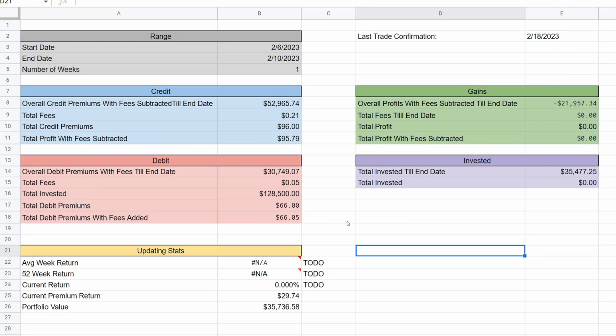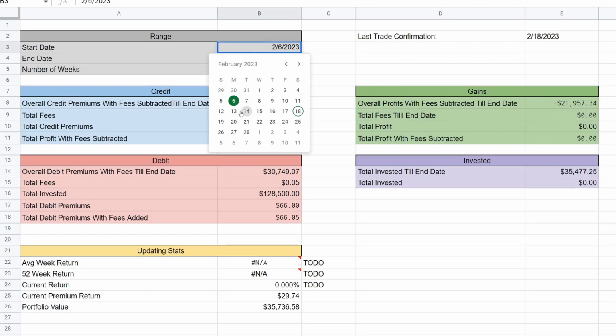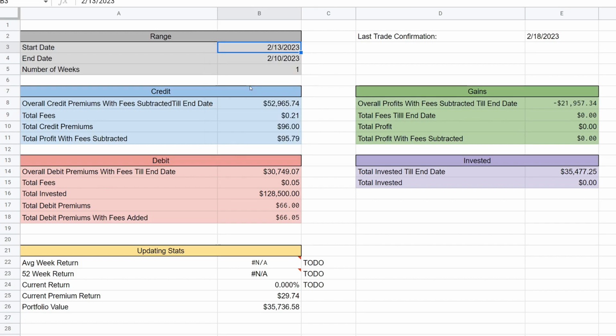All right, guys, so we're here at the Google Sheets in the dashboard, and if I start from the start date, which was the 13th of February, and then our actual end date was on the 17th, you'll see that we made $58.86 for this week. Total in credit, we collected $58.86. We actually did not purchase anything back, nothing invested. No gains, nothing invested, and that was pretty awesome there.